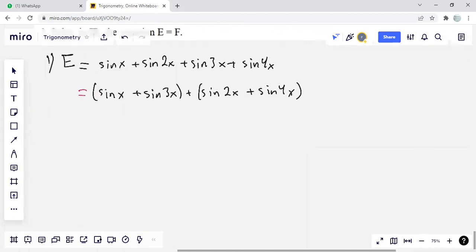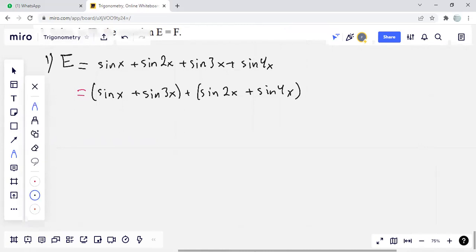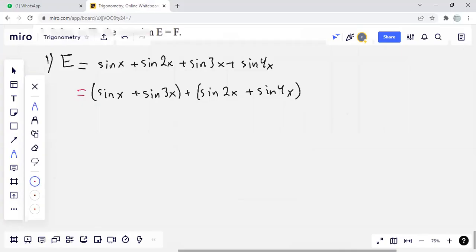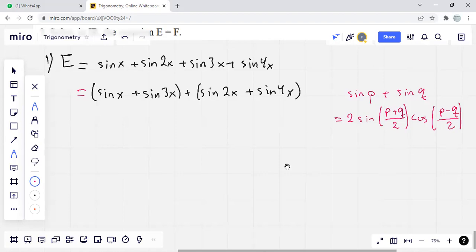Okay, now let me remind you of the rule. The rule, we said, is sine p plus sine q. We will write it as it is here. Sine p plus sine q will be equal to 2 sine of p plus q over 2 cosine of p minus q all over 2. I told you in the beginning it's a plus b, it's the same thing. Okay, so we got this formula from here.